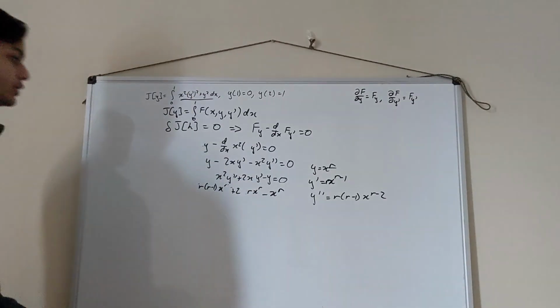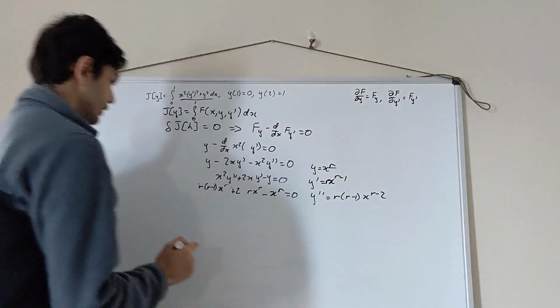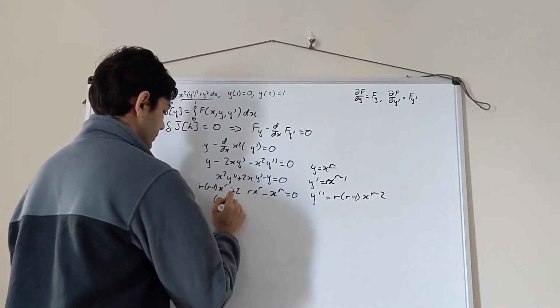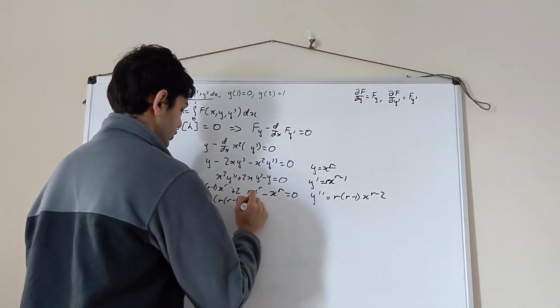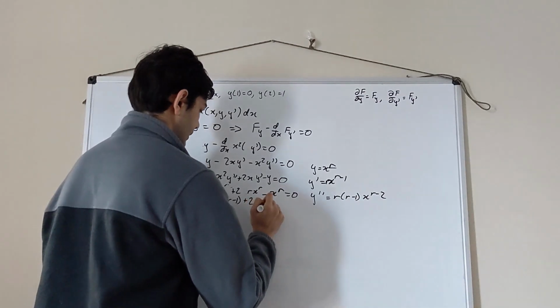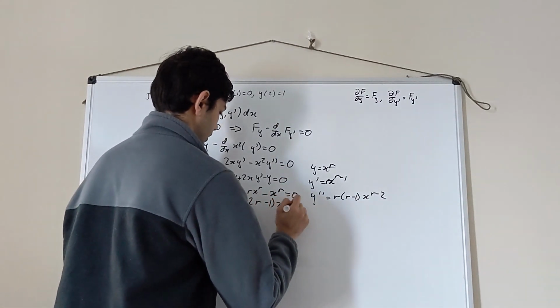Now you can factor out x to the r and set this equal to 0. That'll give you r times r minus 1 plus 2r minus 1, times x to the r, is equal to 0.